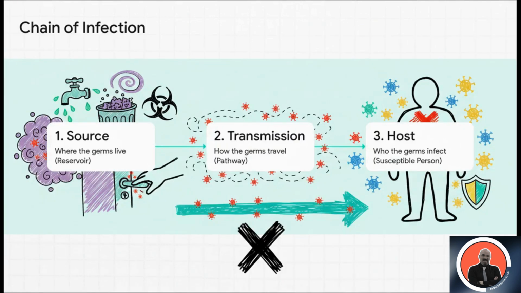So let's run that back one more time to really help it sink in. For an infection to happen, a germ needs three things: a place to live, which is the source, a way to travel, which is transmission, and a person to infect, the susceptible host. Source, transmission, host. Remember that, because our entire prevention strategy is built around breaking one of those three links.